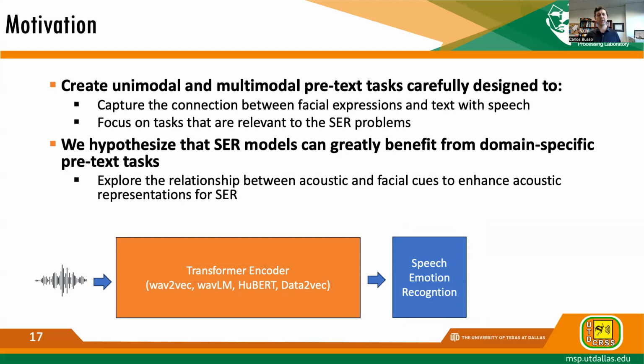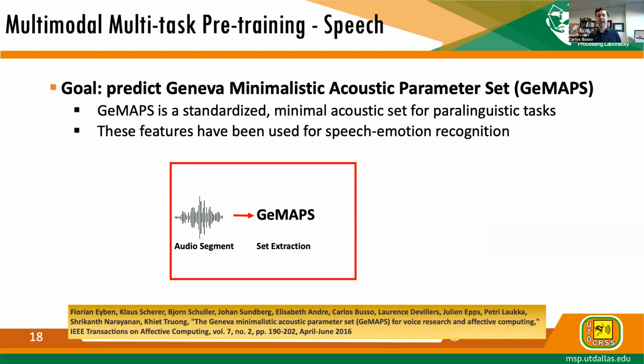And the hope is that because these models have been trained with pretext tasks that are more in tune to emotion recognition, then the models are going to be more discriminative. So we tested this with different alternatives. What I'm going to show here is just a summary of the things that worked best for us during the year.